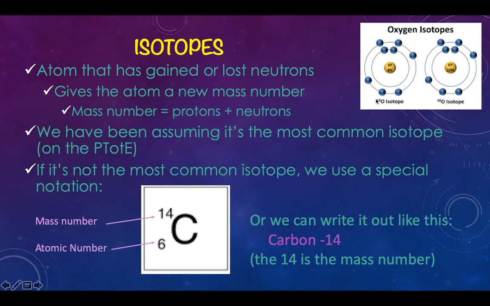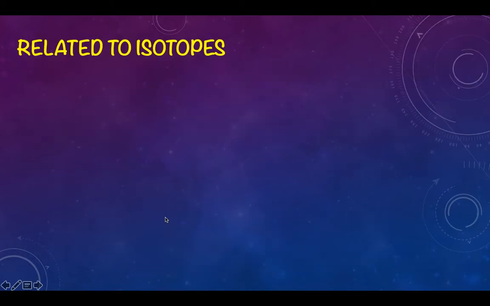So if that number is given to you, you don't have to do the rounding thing on the periodic table because you already have the mass number. So just remember that special notation. If you're trying to find the mass number of something and it's already given to you, use the one that is given. Okay? All right, so related to isotopes, just a couple more ideas here.